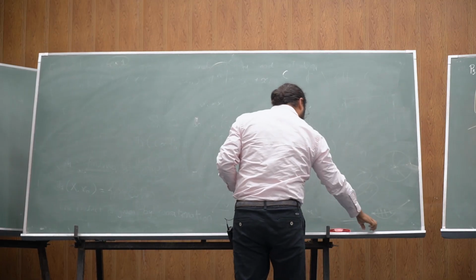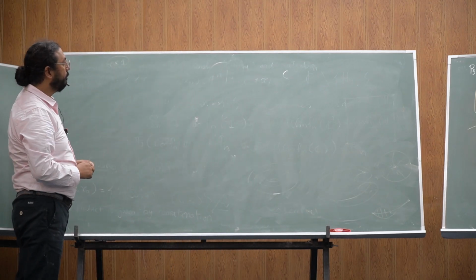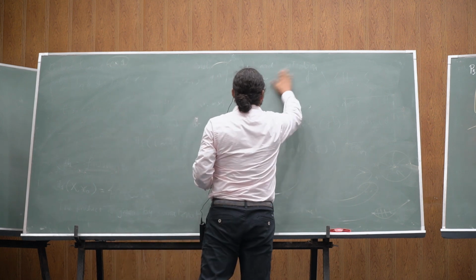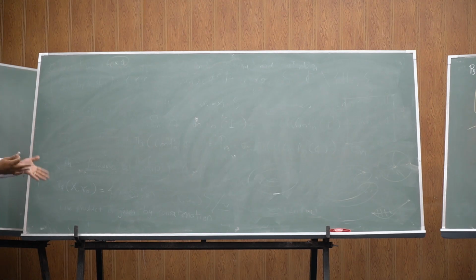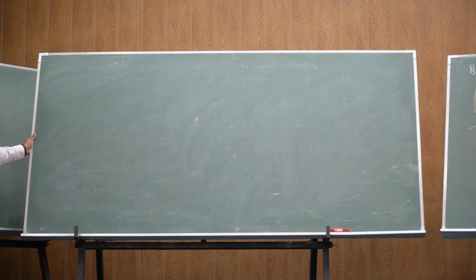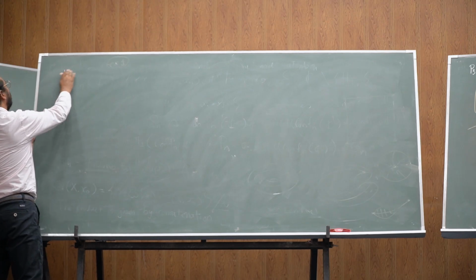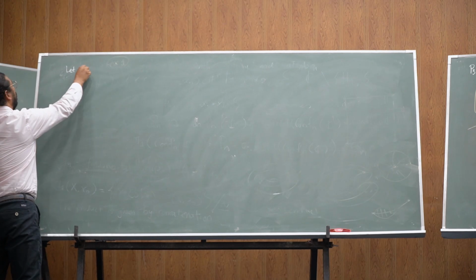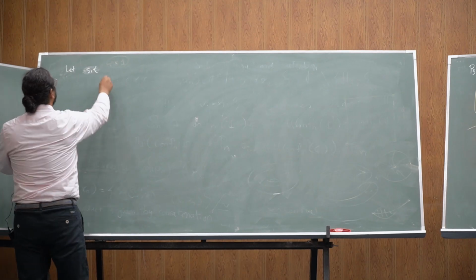So let's see. How can we generalize this? How can we pass from this example to a more general framework? Okay, so I will need to give you two definitions. First, let S and T be two abstract symbols.